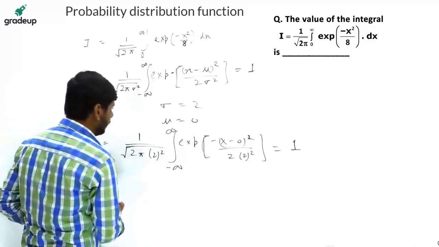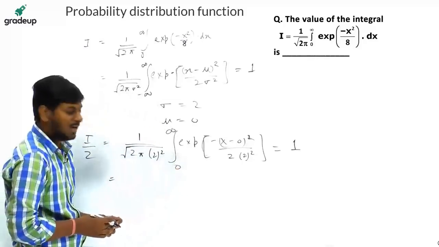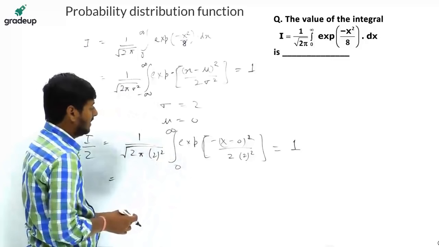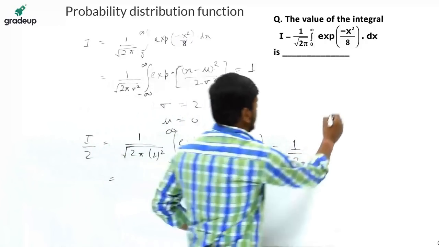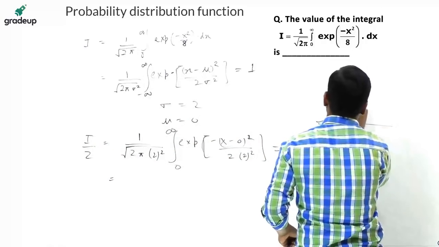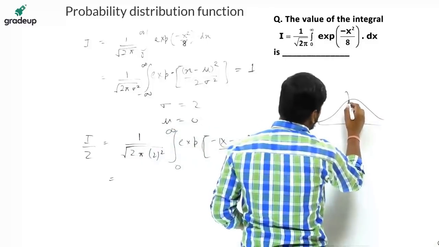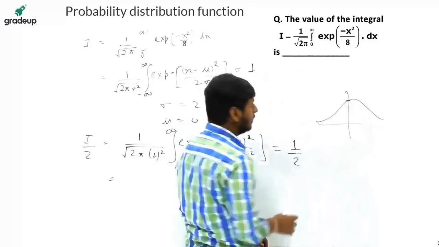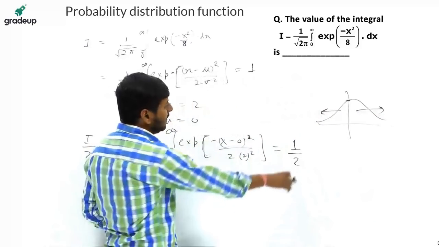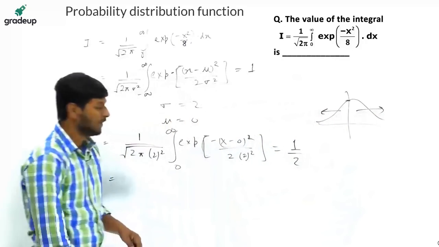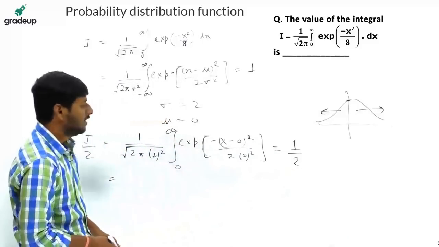So what we have to do here, take the limits from 0 to infinite. If we make the limits from 0 to infinite, the answer will be 1 by 2. Why? Since this Gaussian distribution function, the mean is at 0, so the maximum value will be at 0, and the probability on the left hand side and the probability on the right hand side will be same, and this will be equal to 1 by 2. So if I make the limits from 0 to infinite, the value will be 1 by 2 only.